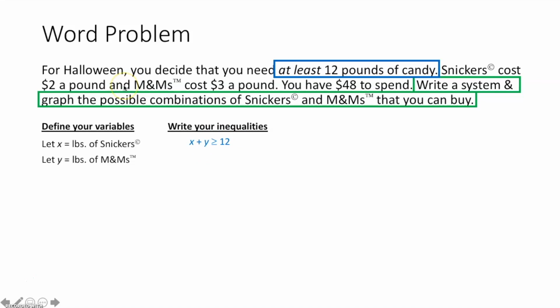The next inequality, well, what does it say in the problem? It says Snickers cost $2 a pound and M&Ms cost $3 a pound, and you have $48 to spend.